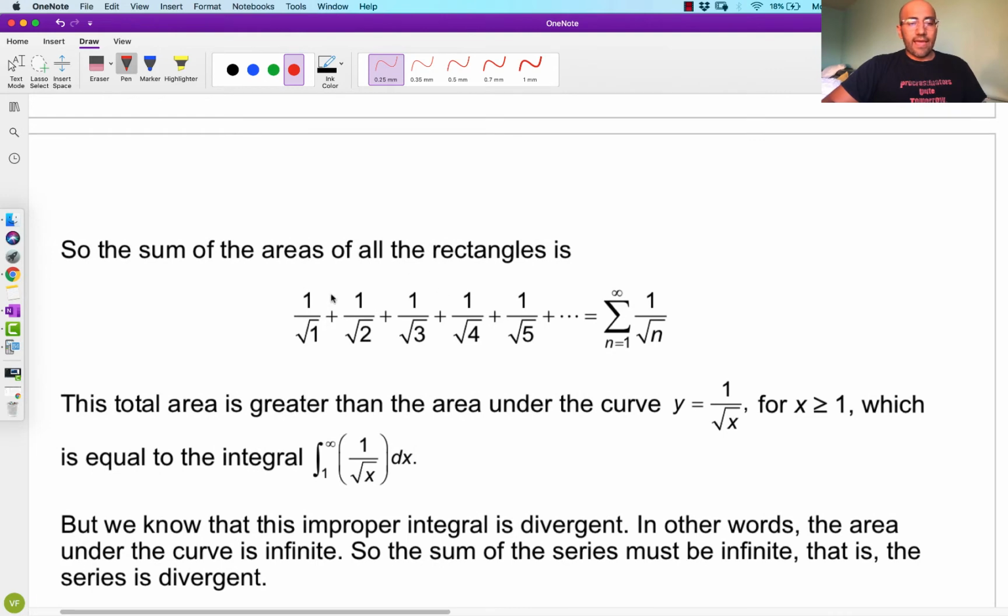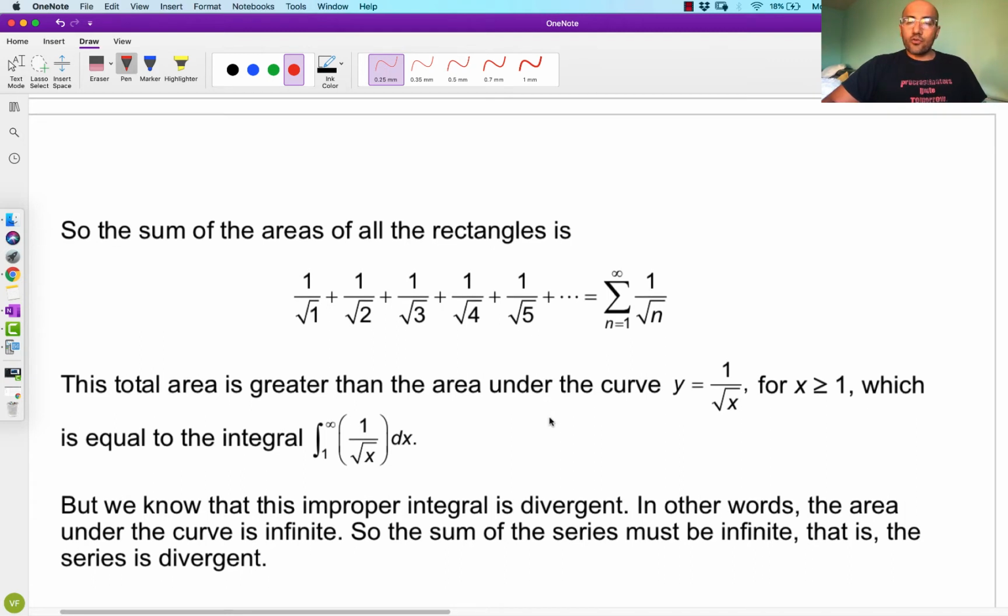So we have that the series we're interested in, which is this one, this total area is greater than the area of this function for x being greater or equal to 1, which is equal to this integral. Okay, this is the integral. All right, so now what is that integral, right? We want to say that this is definitely larger, whatever that is, it's larger than the integral from 1 to infinity of 1 over root x dx. So let's figure out what that integral is.